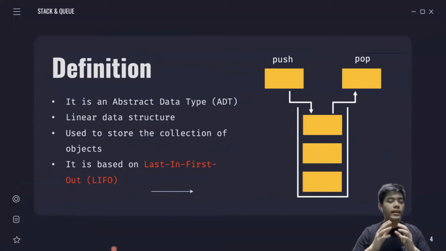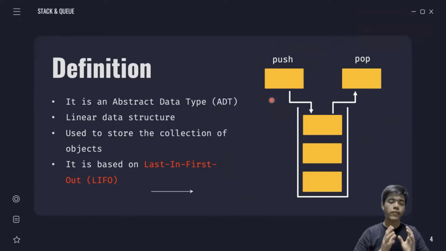The stack is a linear data structure that is used to store collections of objects. It is based on last in, first out, as you can see here. Java Collection Framework provides many interfaces and classes to store the collection of objects, and Stack is one of them.